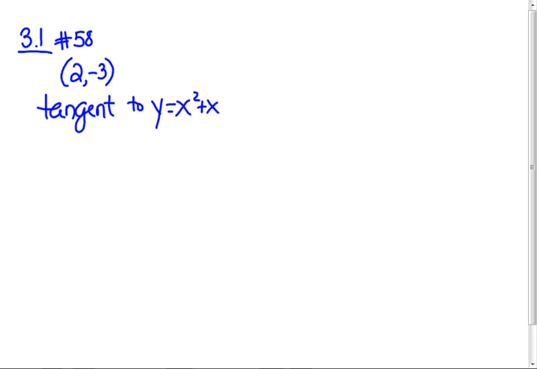It says, find equations of both lines through the point (2, -3). Am I on the right one? Yeah. Okay. So it's going to go through (2, -3), and it's tangent to this parabola. Well, let's just do A. Then we'll see what B is.